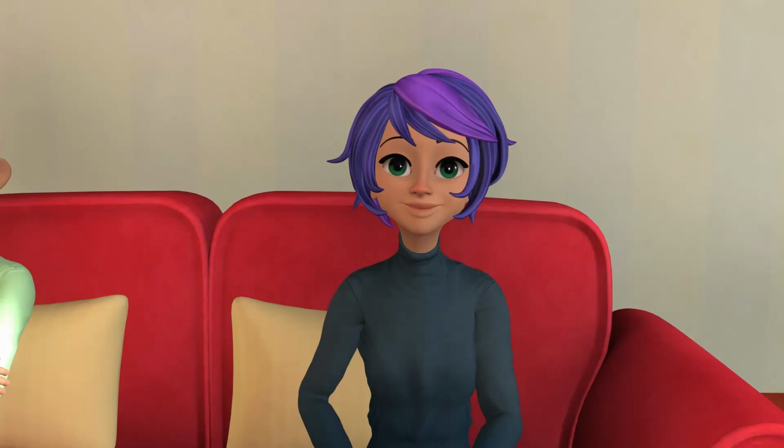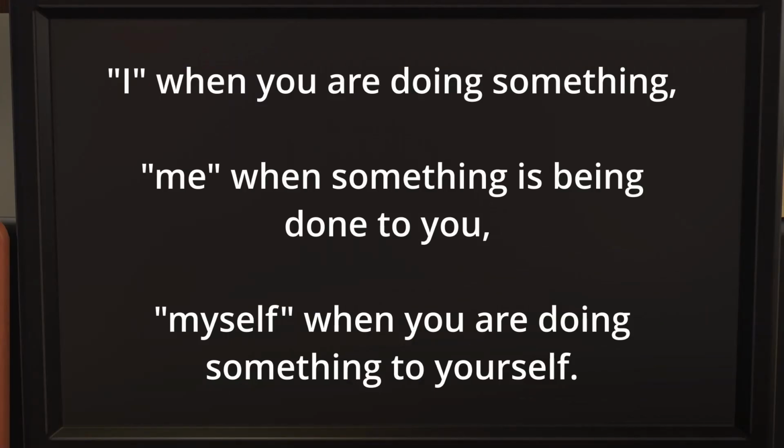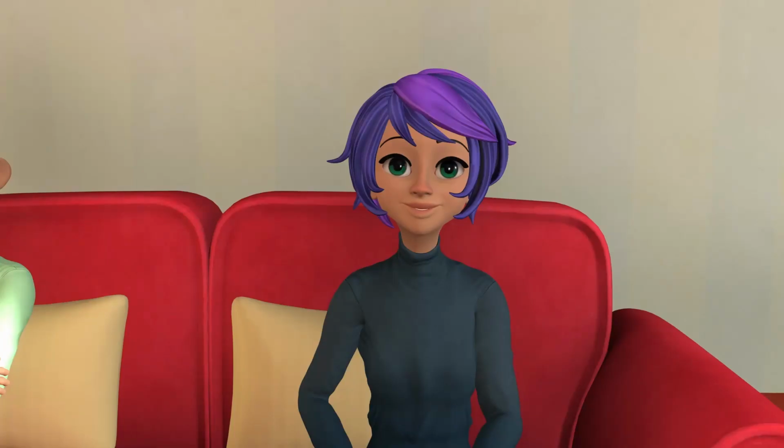That makes sense. So how do we know which one to use in a sentence? Good question, Kim. Generally, you use I when you are doing something, me when something is being done to you, and myself when you are doing something to yourself. Thank you for clarifying, teacher. I think I understand it better now.